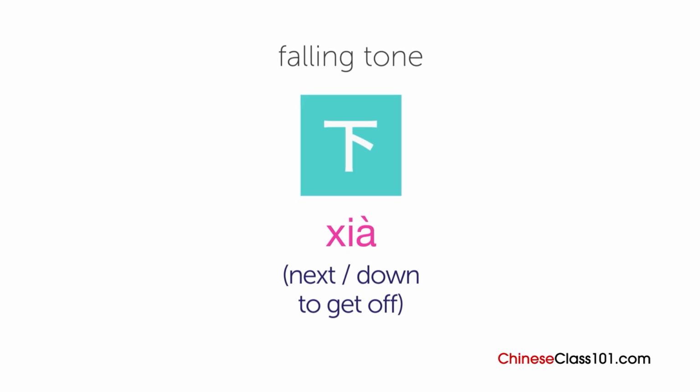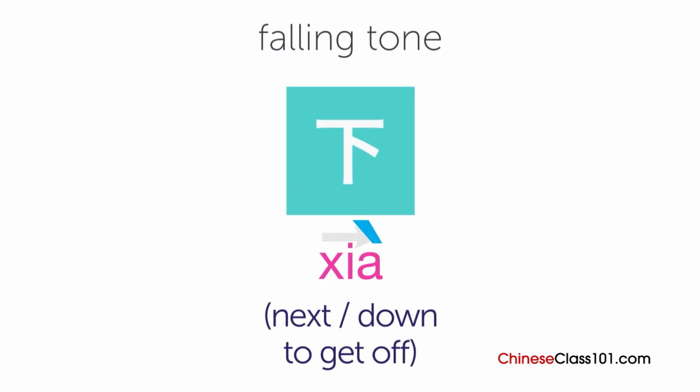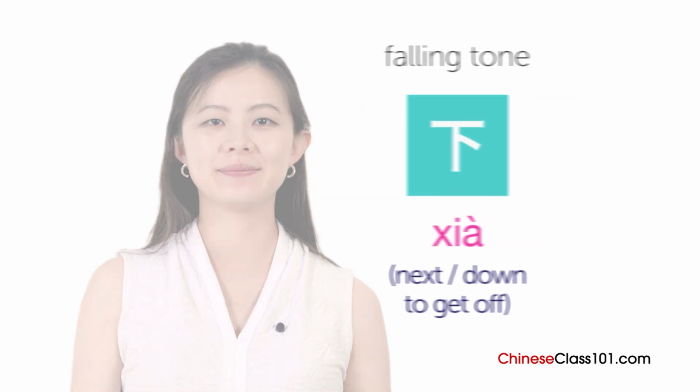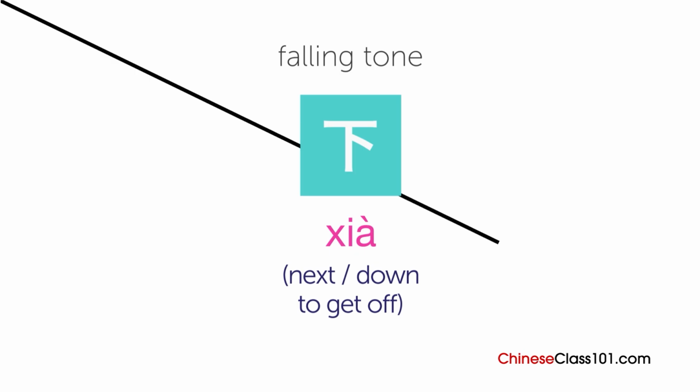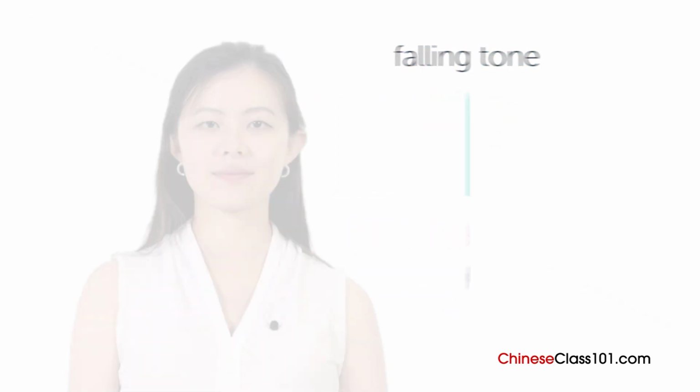The fourth and final tone is the falling tone. It's marked with a falling line going from left to right. It sounds like this. 下. It sounds like a fast, sharp drop. English speakers often associate this tone as being angry sounding.